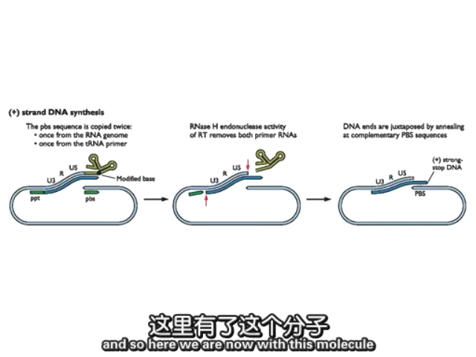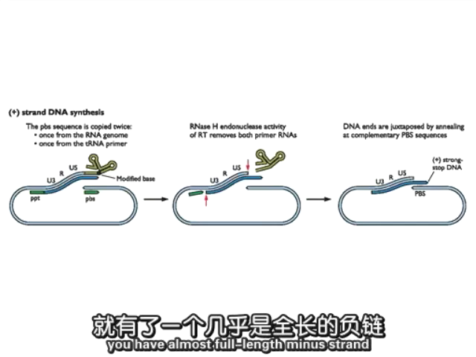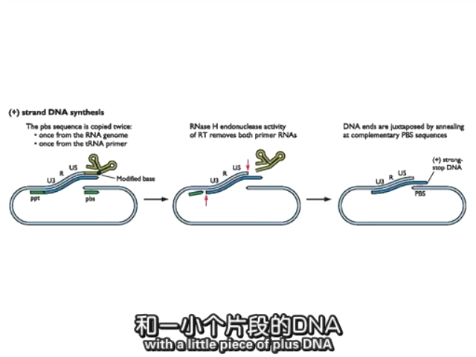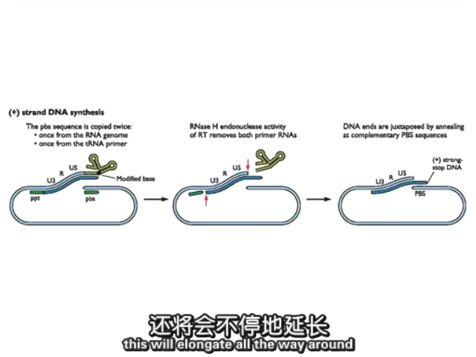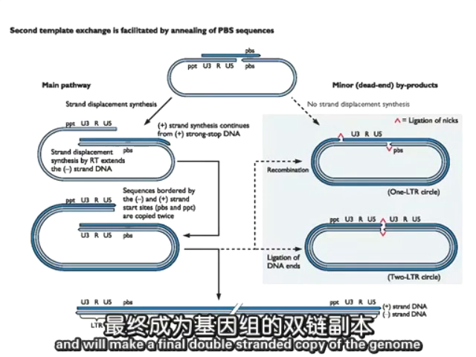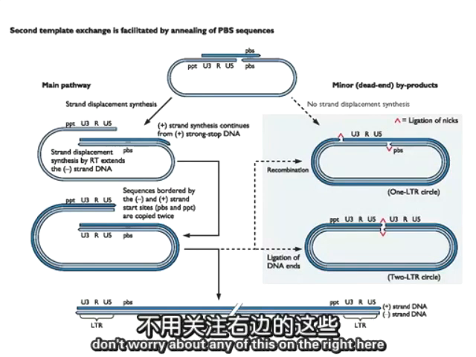And so here we are now with this molecule. You have an almost full-length minus strand with a little piece of plus DNA. And this is simply going to be elongated. Go down to the left here. This will elongate all the way around and make a final double-stranded copy of the genome. Don't worry about any of this on the right here.